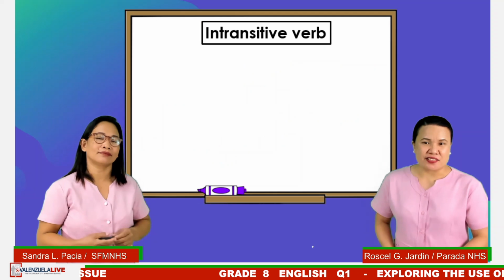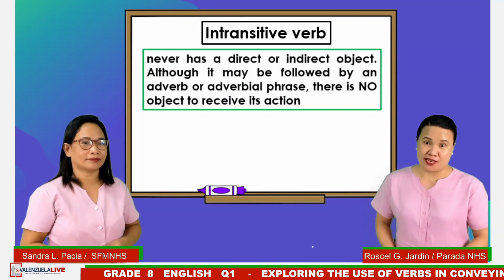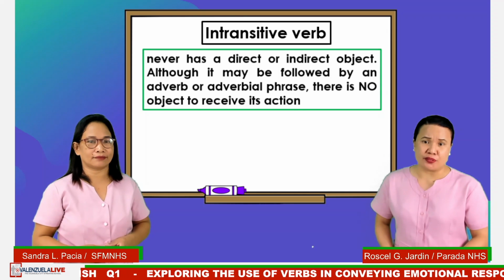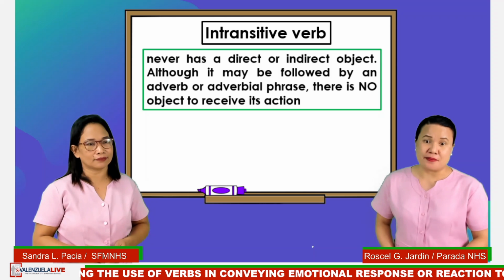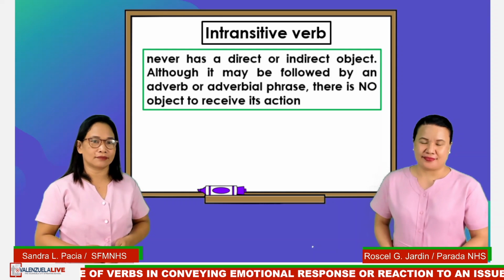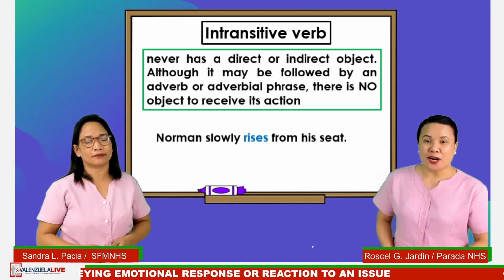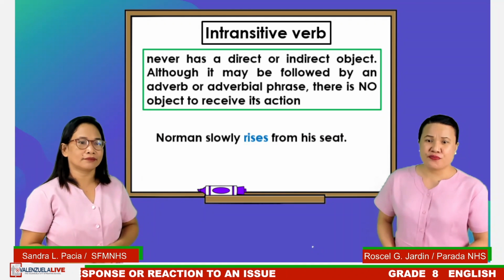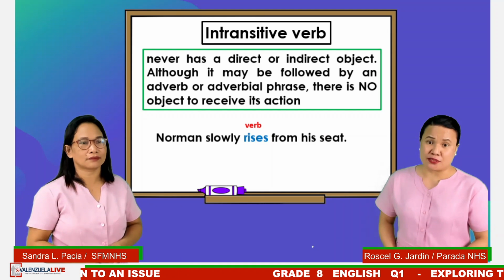An intransitive verb never has a direct or indirect object. Although it may be followed by an adverb or adverbial phrase, there is no object to receive its action. Look at this example. Norman slowly rises from his seat. The verb is rises, but there is no object to receive the action.